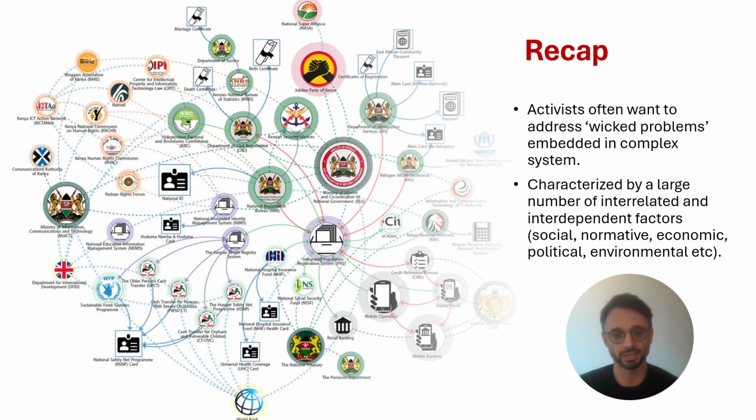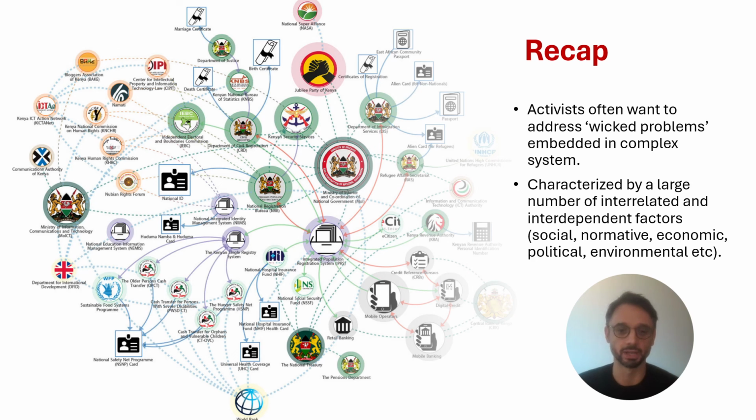Before delving into systems mapping, let's just quickly recap what systems thinking is. In the previous video, we argued that the kinds of problems, outcomes, issues, status quos that activists want to address can often be described as wicked.